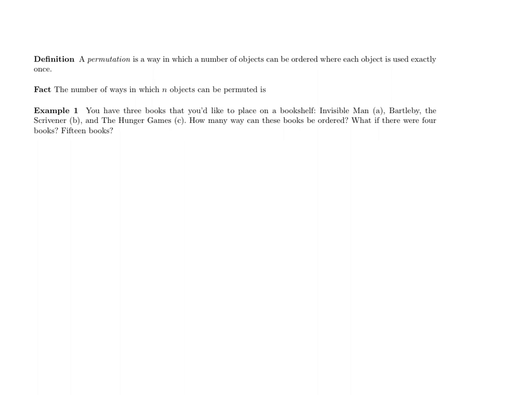So here in example 1, let's say you have 3 books that you'd like to place on a bookshelf. And they are Ralph Ellison's Invisible Man, which I'll denote by A, Herman Melville's Bartleby the Scrivener, I'll denote by B, and then Suzanne Collins' The Hunger Games, which I'll denote by C. Let's start with this first question. In how many ways can these books be ordered? So how many ways can you order A, B, and C, which again stand for 3 different books?